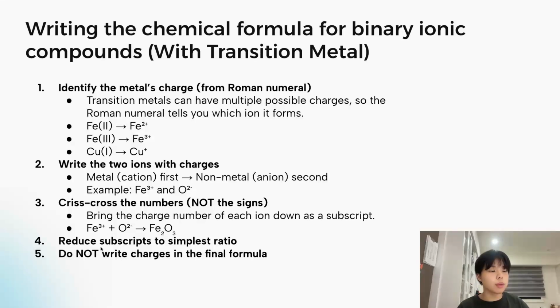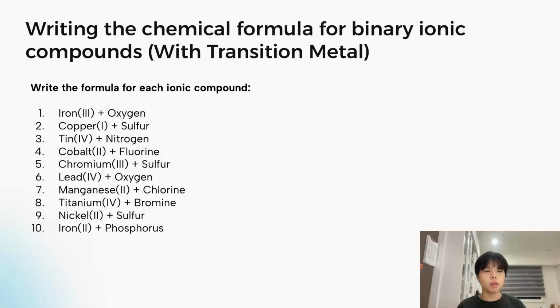We reduce the subscript to the simplest ratio, but in this example, 2 to 3 is already the simplest ratio, so we do not need to simplify further. At last, do not write charges in the final formula, as mentioned previously in ionic bonding, right? We don't want the charges. So here is some practice of writing formulas for each ionic compound with a transition metal. You might want to choose a few to try out to make sure you understand, and you might as well pause the video here to practice some of the formula writing.